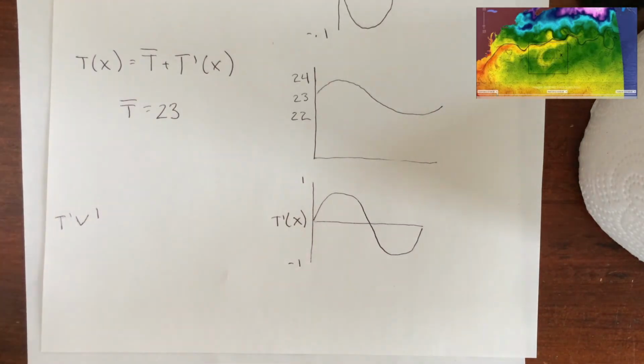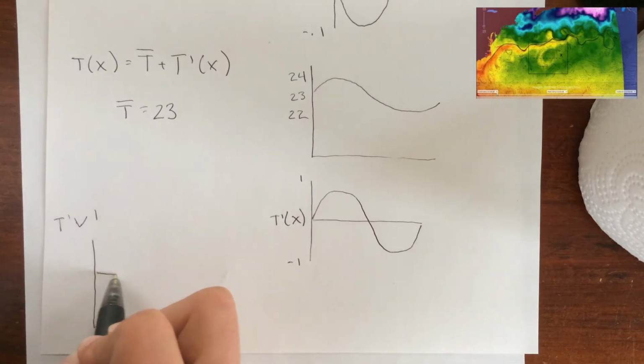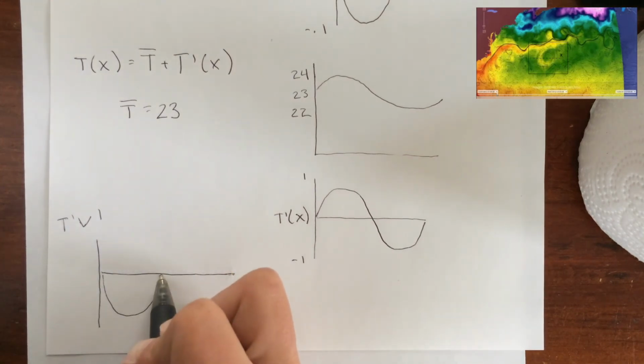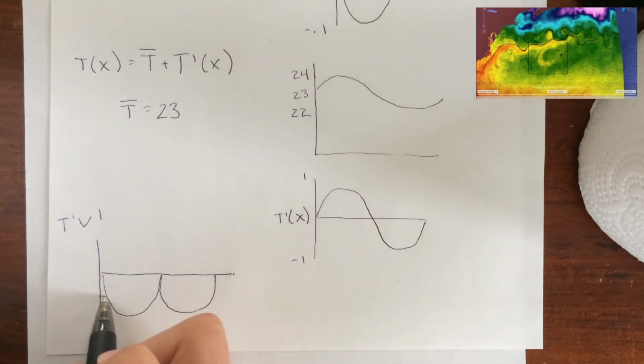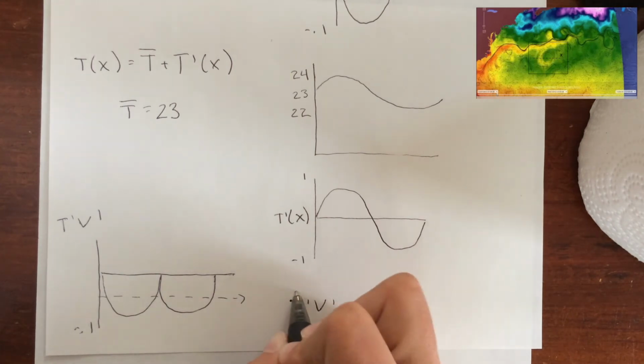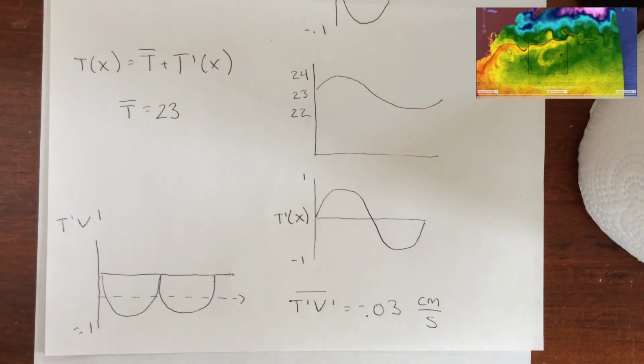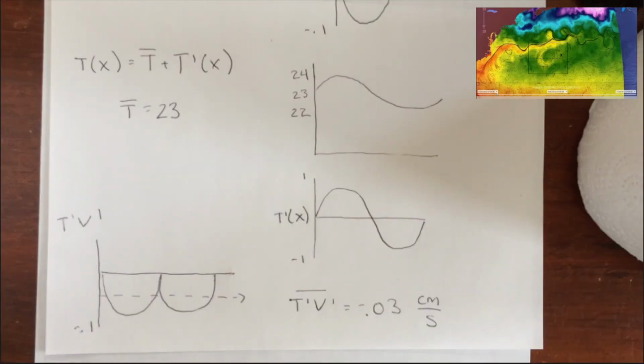Now, if we multiply the velocity anomaly and the temperature anomaly, our curve will look something like this. Notice the flux is always negative, meaning that our average temperature flux is always in the negative y direction, or away from the Gulf Stream. If we find the average eddy flux, it will probably be somewhere around negative 0.03 centimeters per second. But again, most importantly, the average eddy flux is not 0 and has a negative value, meaning that warm waters are fluxed in the negative y direction or away from the core of the Gulf Stream.